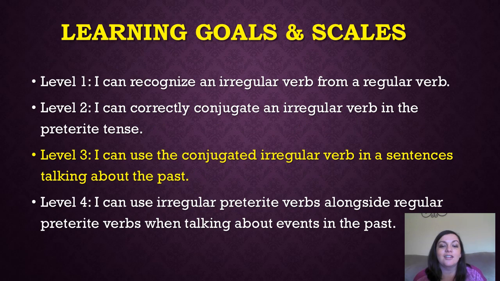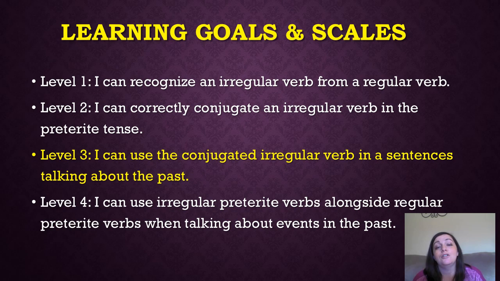So let's look at this. All right, first of all, we're going to start off with what this video is all about: learning goals and scales. You are level one if you can recognize what an irregular verb is from a regular verb. So when you see the verb in the unconjugated form, do you already know in your head, oh, that's an irregular verb? That's a level one. Level two, can you conjugate it in the preterite tense? And level three, can you put it into a sentence in the past? So we are shooting to do a level three.